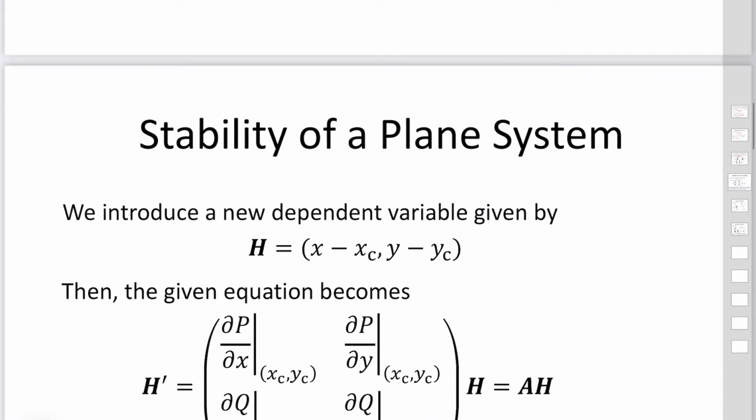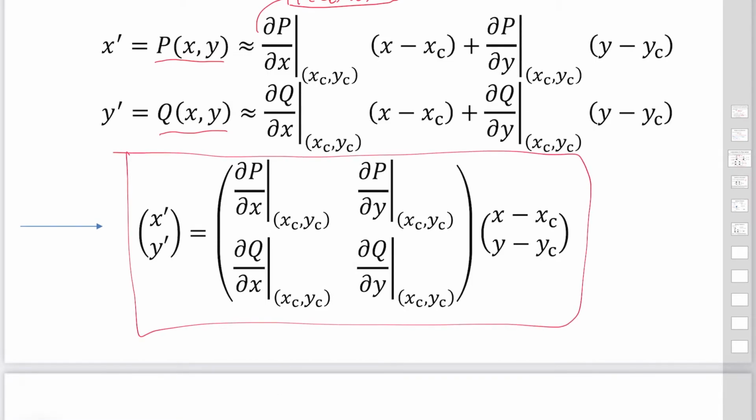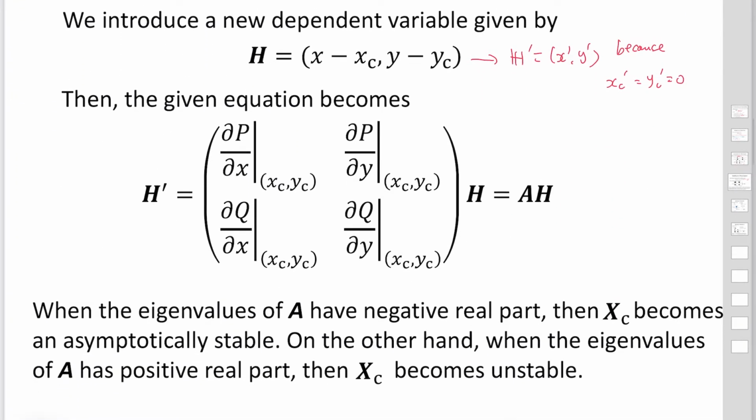Then we'd like to consider the stability of the plane systems. We introduce a new dependent variable given by capital H equal to x minus x sub c, y minus y sub c. Then from this equation, you can find that H prime equals x prime, y prime, because x sub c prime and y sub c prime equal 0. So this equation is transformed into the new equation H prime equals AH. This matrix is A.